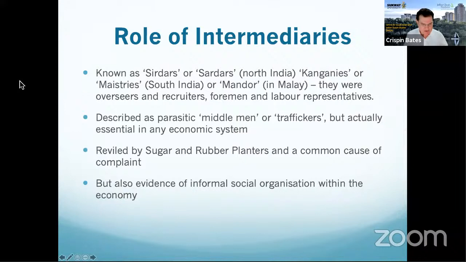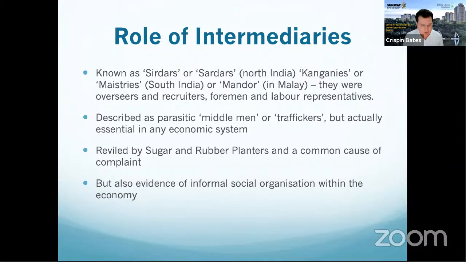Now, who were these intermediaries exactly? Well, they are known variously as sirdars or sardars in North India, kanganis or maistries in South India, or mandor in Malaya. They were overseers and recruiters, foremen and labor representatives. Described as parasitic middlemen or traffickers, they nonetheless exist in every economic system, I would argue, and are essential to the functioning of every economic system. They were reviled by sugar and rubber planters and were a common cause of complaint by British officials.